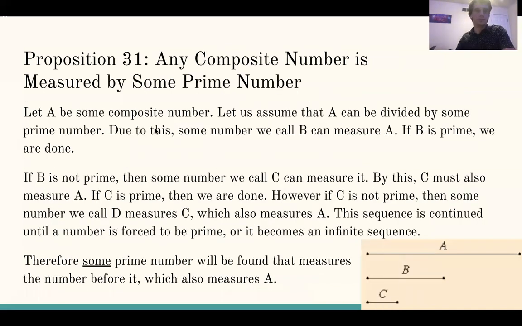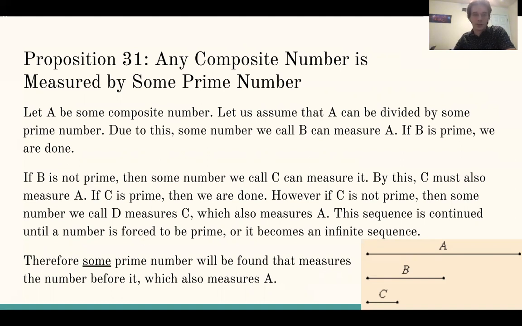And so moving on, I also wanted to look at Proposition 31 because I personally just really liked it, and it really takes advantage of an infinite proportion, which is actually going to be really important in the next book. So we're going to let A be a composite number, to start off, because what we're looking to prove is that any composite number is measured by some prime number.